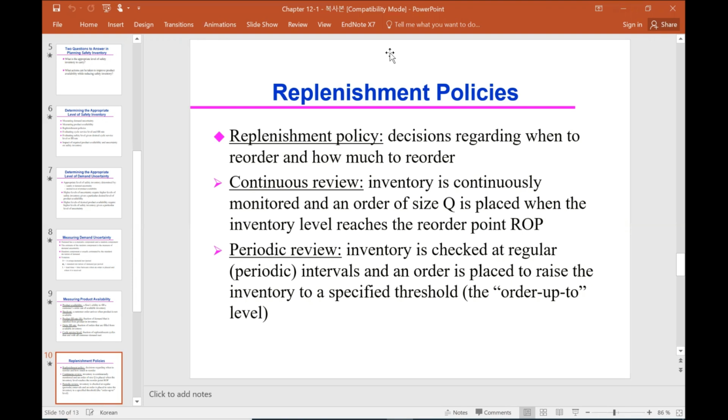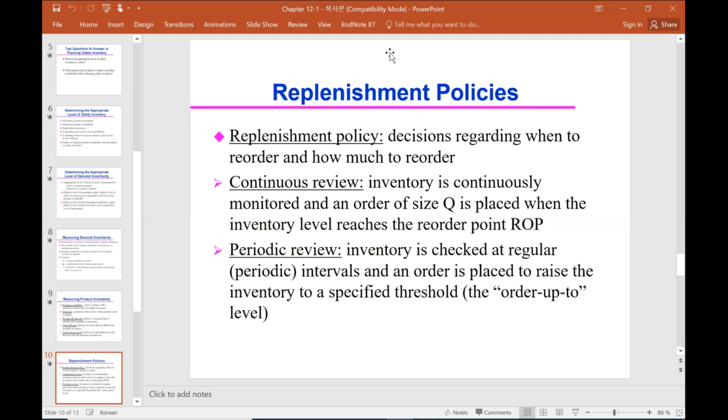So the question is why we have to classify the inventory system in terms of how we watch over the inventory as time goes on. Depending on whether you use the continuous review system or the periodic review system, the way you make the important decision regarding the replenishment policy could be very different. So let me get back to the notes.